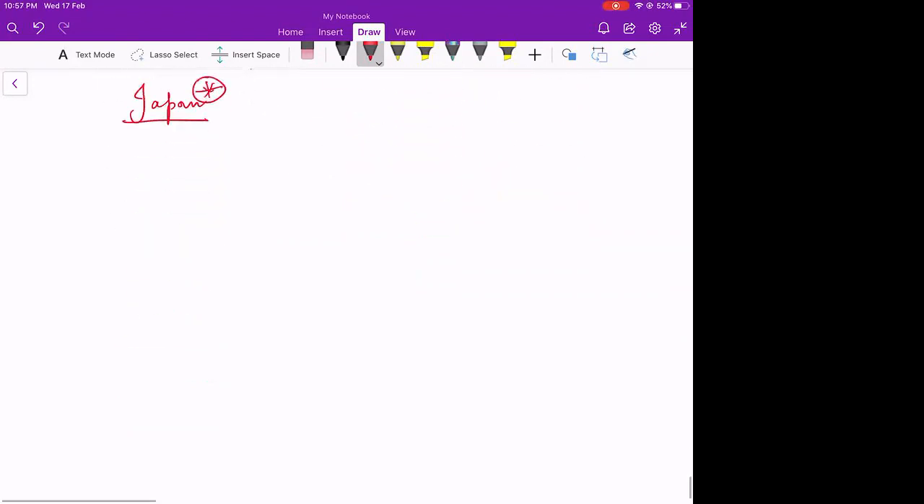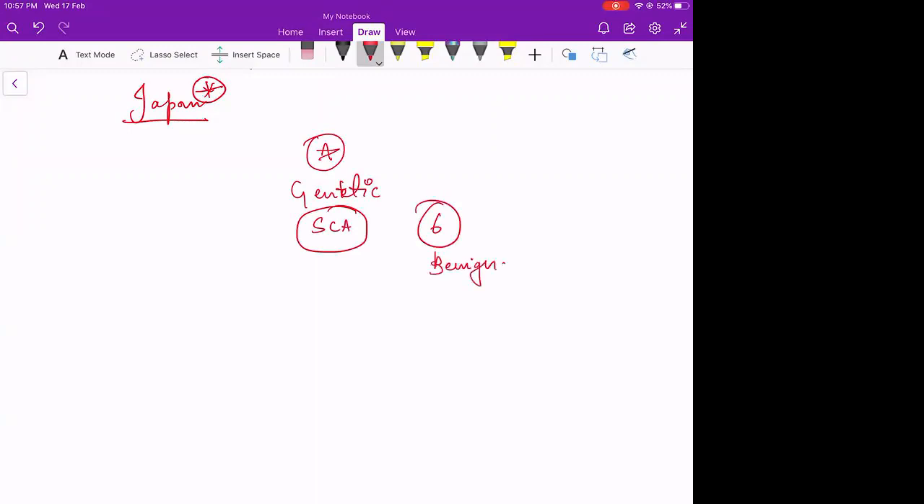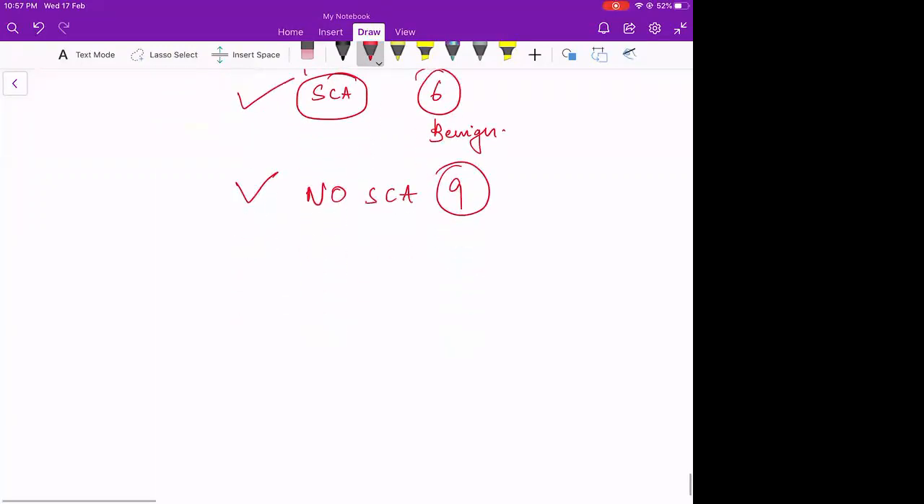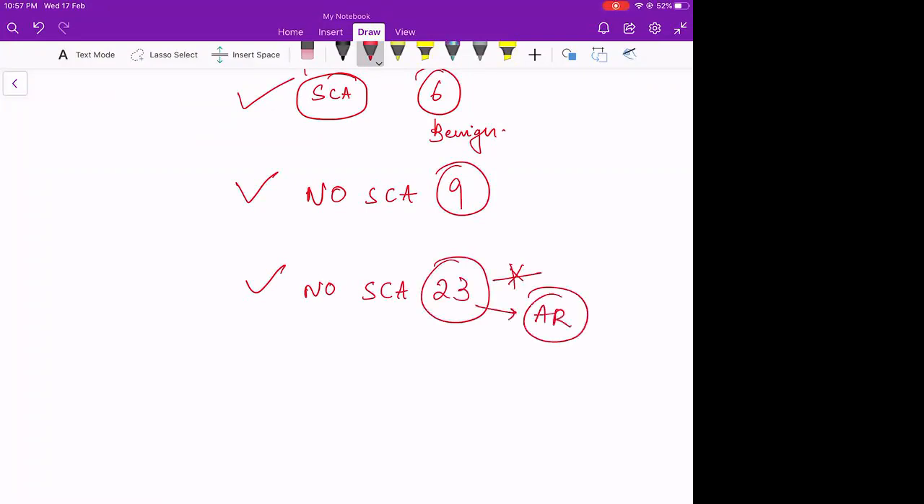As a whole, another important point which I forgot to tell is that genetic anticipation is seen in all types of spinocerebellar ataxia. In type 6, it has a benign course. There is no spinocerebellar ataxia 9, and spinocerebellar ataxia 23 is not part of autosomal dominant. Instead, it is autosomal recessive.